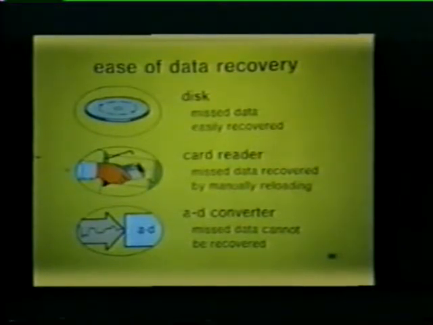If data is lost from an analog to digital converter, it cannot be recovered because this device is sampling real-time data. As you can see from these examples, the highest priority should be given to the device that does not permit recovery of data, in this case, the analog to digital converter. The lower priorities should be assigned to devices that can recover data easily. This brings us to our third and final factor.